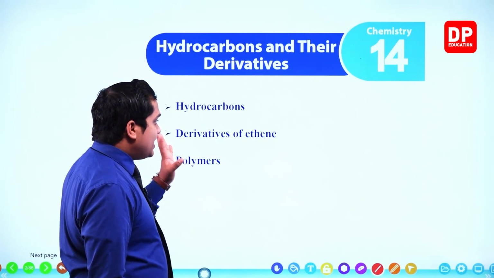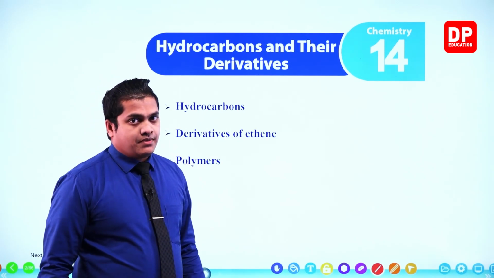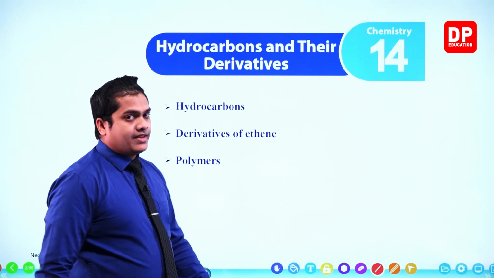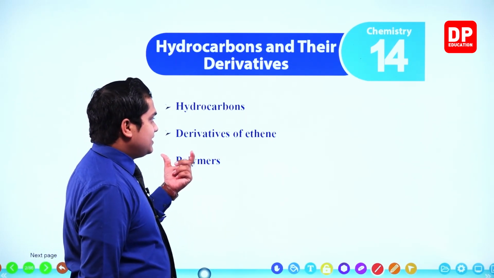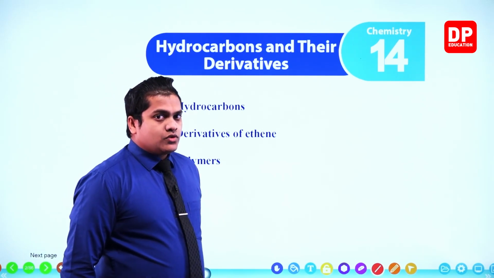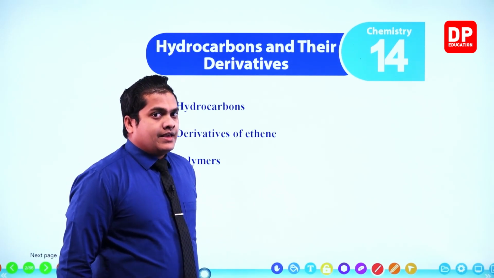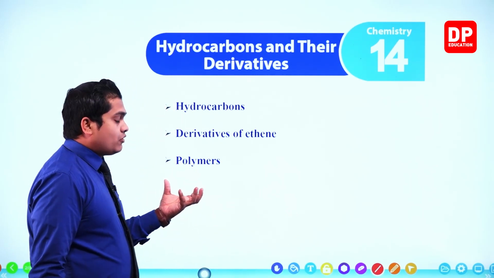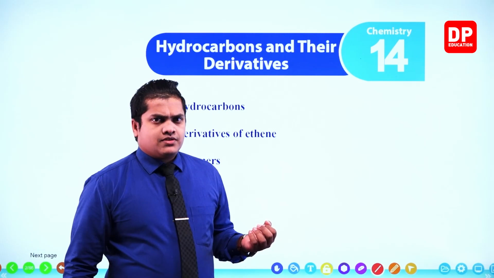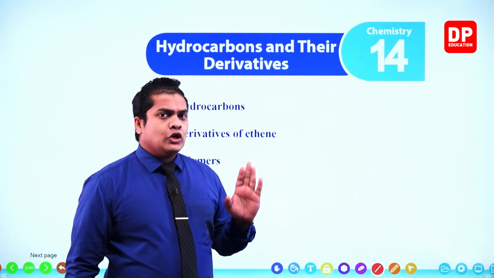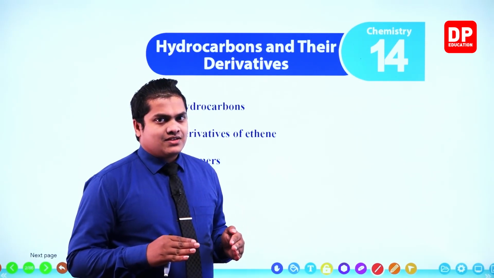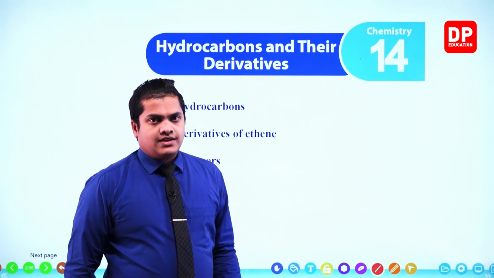The first and foremost main topics that we are going to discuss within this lesson: like I said, first of all, we'll be discussing hydrocarbons and their categories. Then we'll be discussing the derivatives of ethene. Ethene is a type of hydrocarbon that we are going to discuss within this lesson. Then we'll be discussing polymers, the types of polymers that we use in our day-to-day life and other kinds of polymers that we can identify. These are the main topics in the hydrocarbons and their derivatives lesson. This is the 14th lesson in your science syllabus.